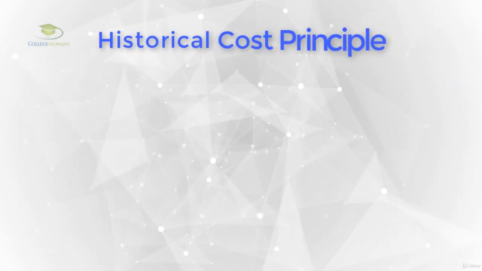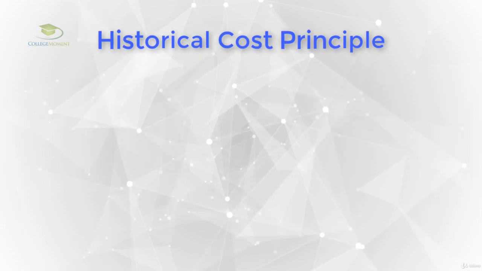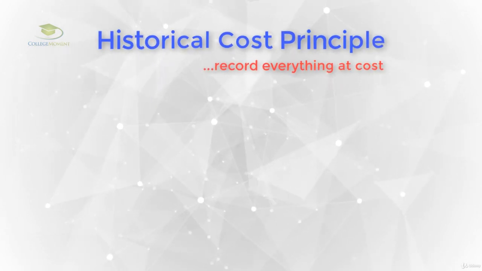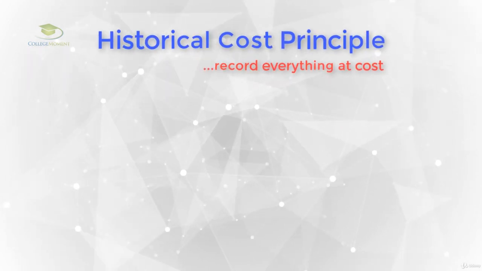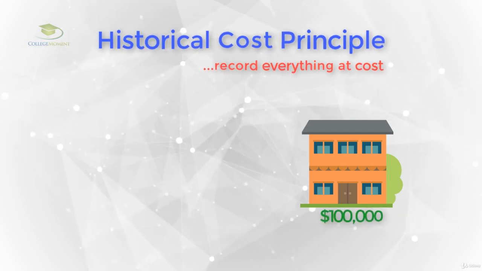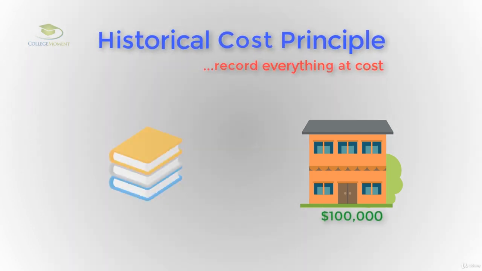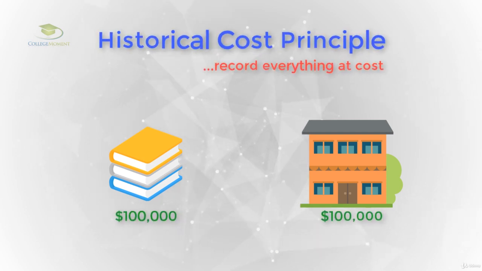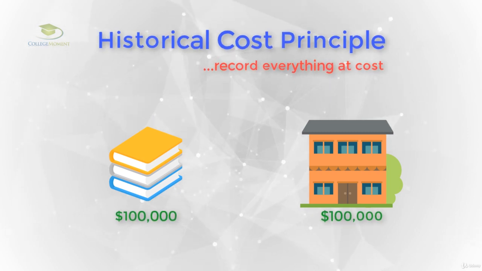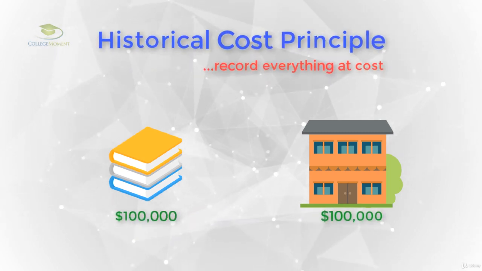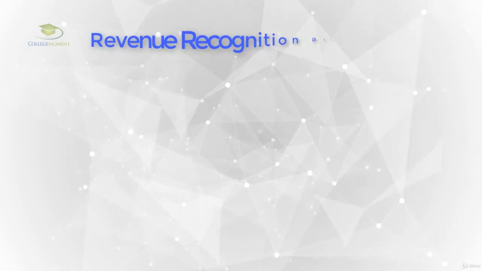The first principle is the historical cost principle. This means that we record everything at cost. For example, if we buy a building for $100,000, we record it at $100,000 in our books. It is simple, isn't it? Even though the building is worth much more after 20 years, it will still be recorded at $100,000 in our books.